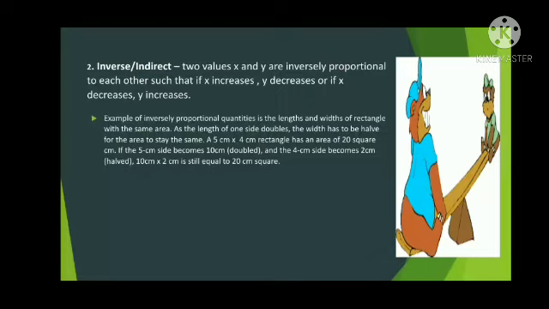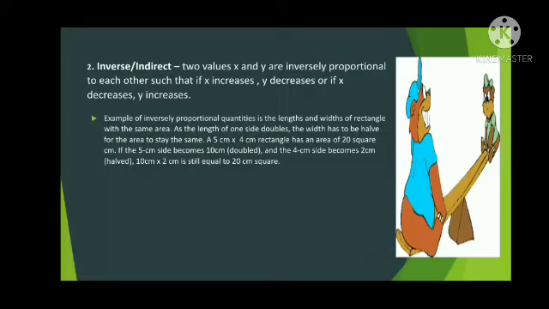A 5 cm by 4 cm rectangle has an area of 20 square centimeters. To apply inverse proportion, if the 5 cm side becomes 10 cm, it will be doubled, no? Obviously. Then the 4 cm will reduce, since one side of our rectangle doubled. So it will become 2 cm only, or half of the original width of our rectangle.